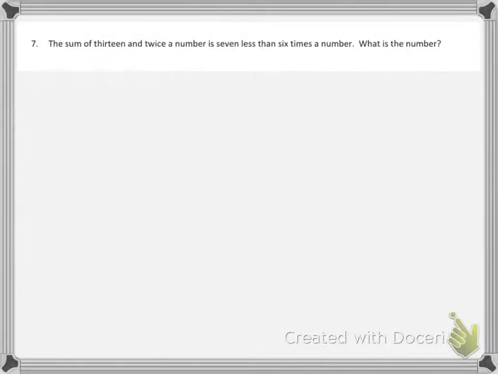Very good. Number 7. The sum, well, that's going to be an addition problem. The sum of 13 and twice a number, so 2 times x, is, that's my equal sign, 7 less than 6 times the number. So that's 6 times the number minus 7. 7 less than 6 times the number.